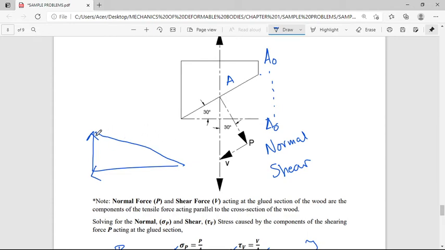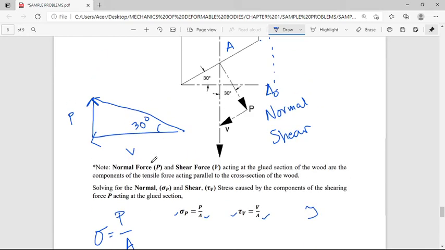Okay, this is our normal force P, this is the shearing force V, and this is our angle of 30 degrees. Oh, it's reversed, no? That's the only problem. It's hard to look at on the laptop because the laptop is tilted. Joke lang. Okay. So, this is V and this is P.